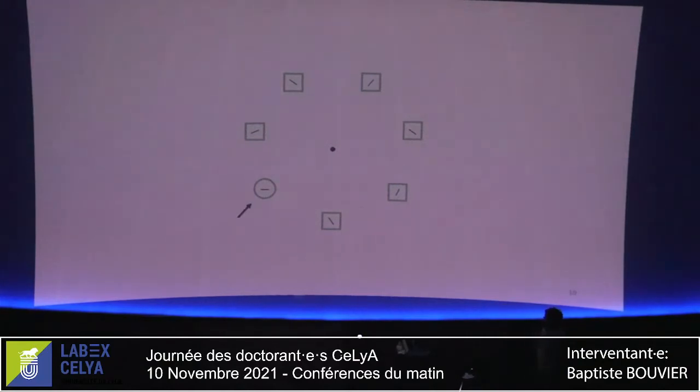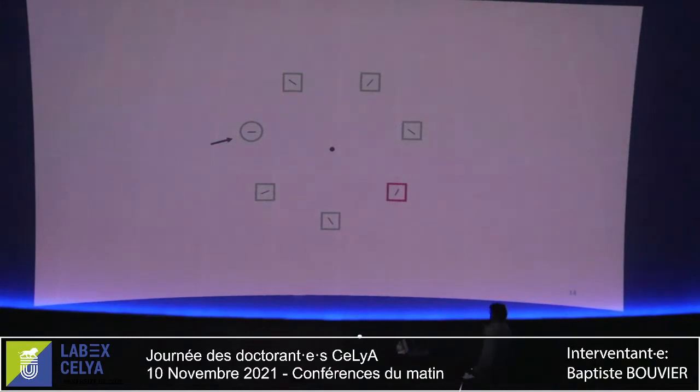Here the circle was on the left and the bar inside it was horizontal. Let's make another one. This time the circle was up there and the bar was vertical. And next trial. This time the circle was on the left and the bar was horizontal.